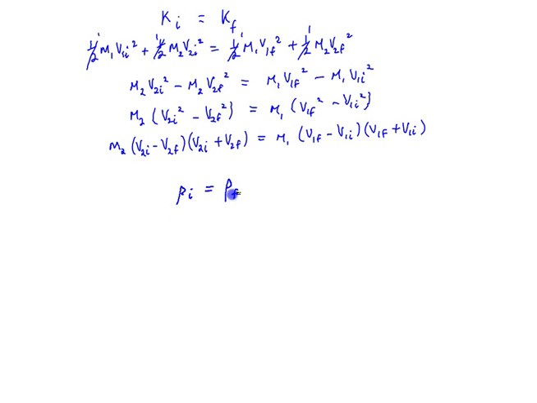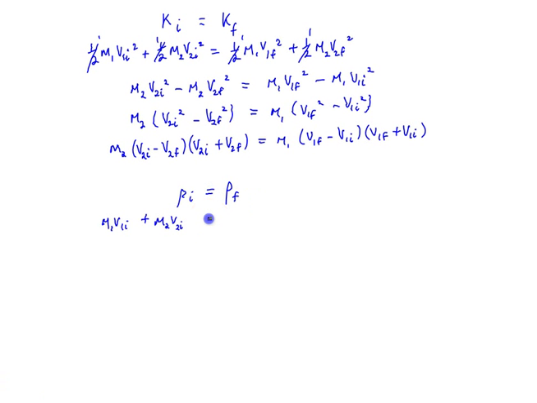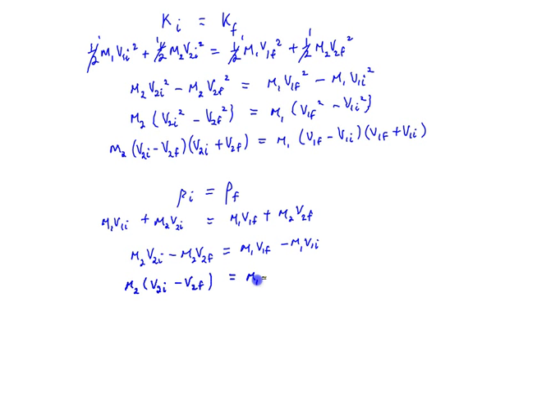Momentum initially equals momentum finally, and so we get the following equation. And we get M1 V1 initial plus M2 V2 initial equals M1 V1 final plus M2 V2 final. And once again, what I'll do is I will collect like terms similar to what I did over there. I'll write M2 V2 initial minus M2 V2 final equals M1 V1 final minus M1 V1 initial, and pull out an M2, and I get M2 brackets V2 initial minus V2 final equals M1 brackets V1 final minus V1 initial.